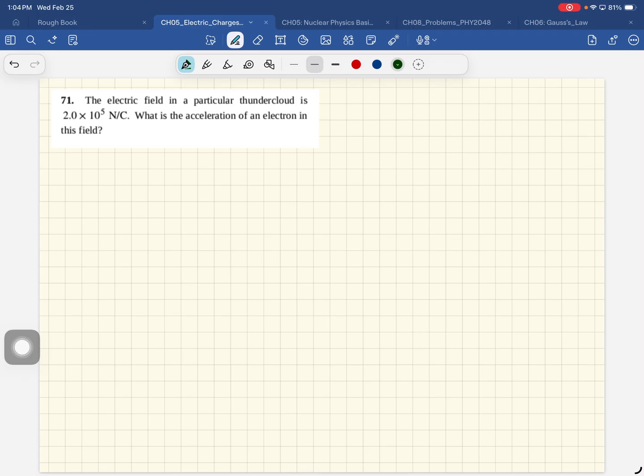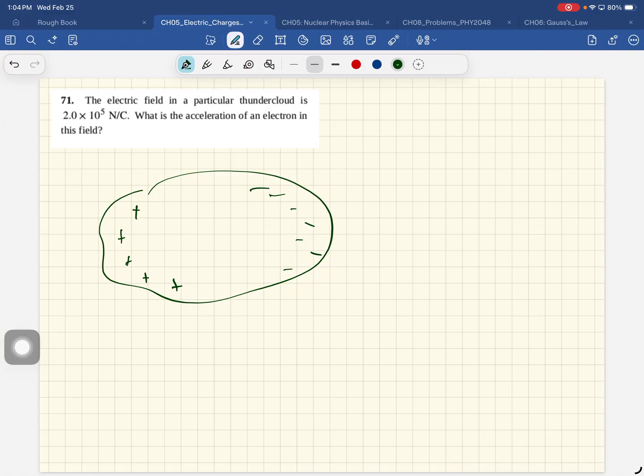The acceleration is the force on the electron divided by its mass, and the mass of the electron is, again, something you can look up online. Okay, so this is 12 and 5, 17. So 10 to the 17 meters per second squared.